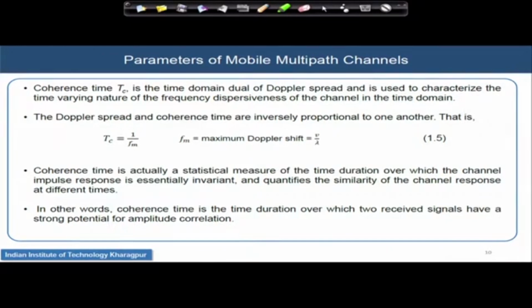So, by coherence bandwidth we define the bandwidth beyond which the channel property is expected to change. Coherence time talks about the time after which the channel properties are expected to change.